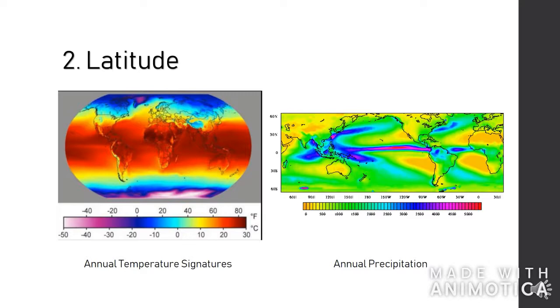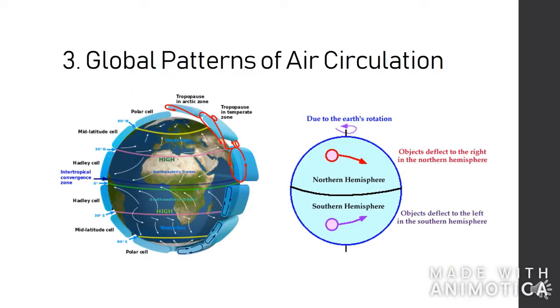Latitude. Uneven heating of the Earth's surface causes the general patterns of air circulation and rainfall, but it is not the only factor. Global patterns of air circulation in conjunction with latitude. Warm air moves away from the equator, then gradually cools and falls. This creates Hadley, Ferrel, and polar cells that are contained within latitudinal boundaries.